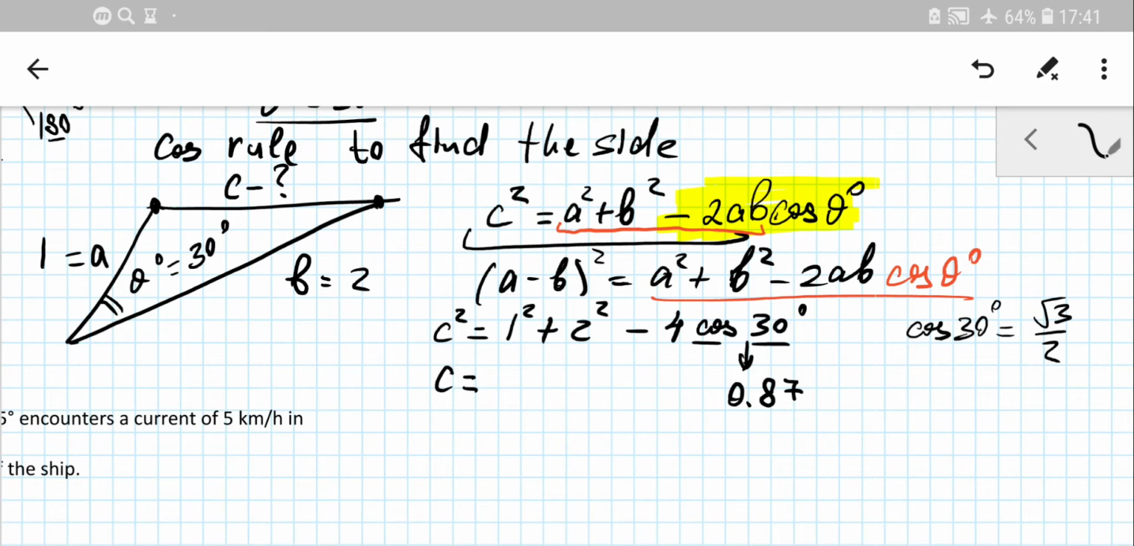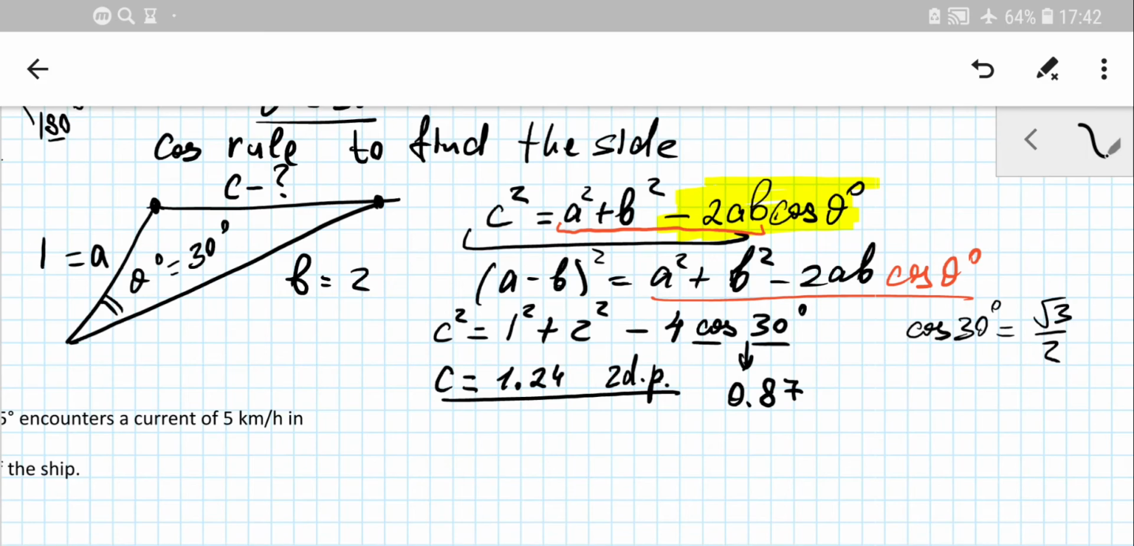So let's do it right now. Square root of 1 squared and 2 squared is going to be 5. So 5 minus 4 times cos 30. Okay, so c in this case is going to be 1.24 to 2 decimal places. Okay, so that's how it works on the example.